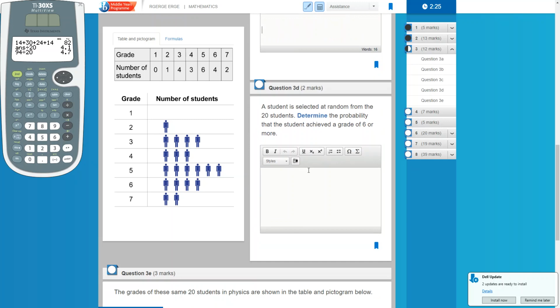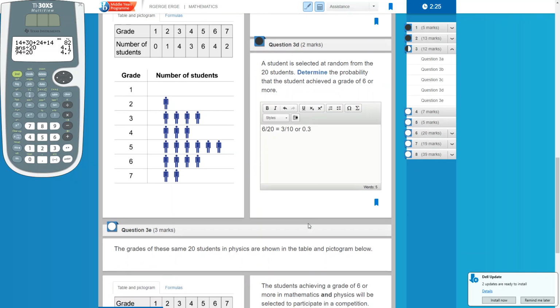A student is selected at random from the 20 students. Determine the probability that the student achieved a grade 6 or more. So how many students achieved a 6? 6 students out of 20. That is our answer. And we need to simplify this: 3/10 or 0.3.